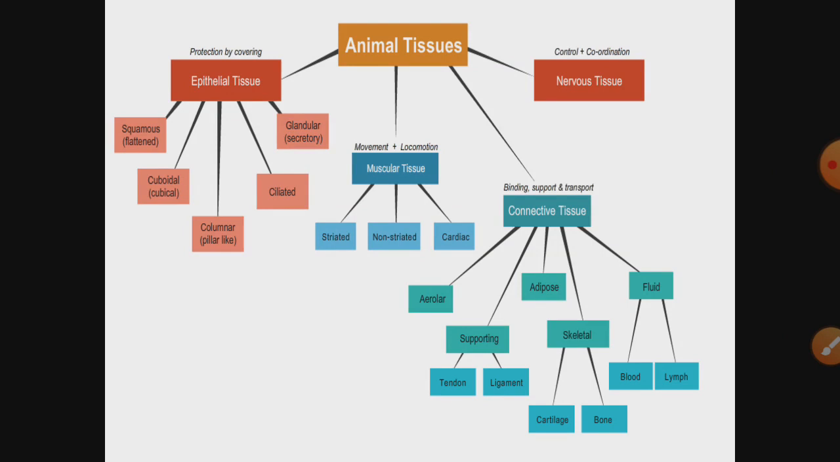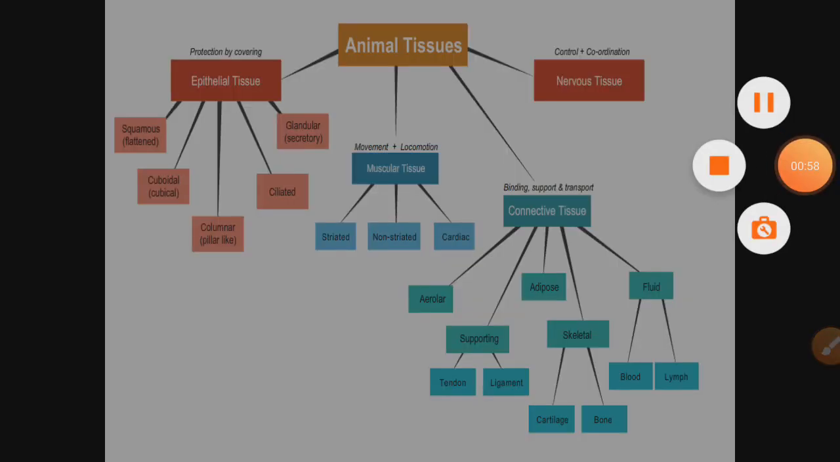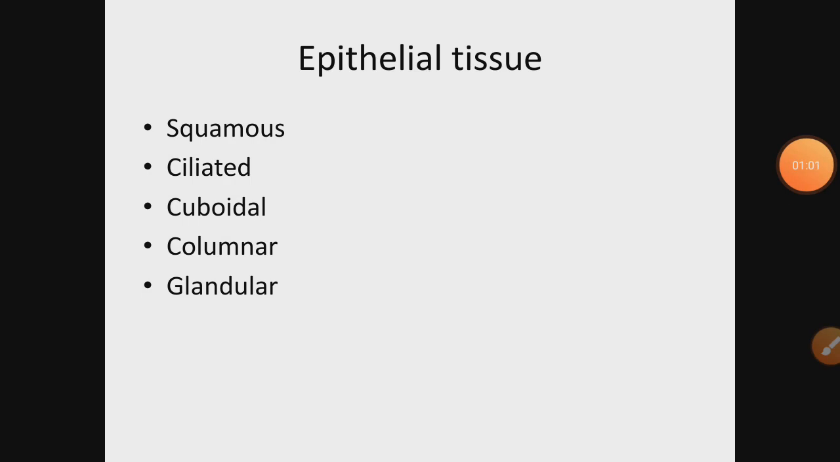You can further see epithelial tissue has been divided into squamous epithelial tissue, cuboidal epithelial tissue, columnar epithelial tissue, ciliated epithelial tissue, and glandular epithelial tissue. And the main function of epithelial tissue is protection by covering the body internally as well as externally. So today we will start with the first type of animal tissue, that is epithelial tissue.